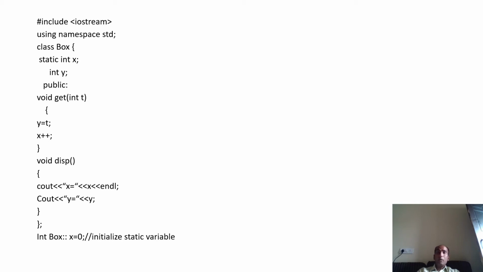Now you are looking outside the class. I have written data type int, class name, scope resolution, x equals 0. I told you in the previous slide that a static variable is initialized by default with 0. We can initialize it with any value after declaring it outside the class. That is known as initialization of a static variable.